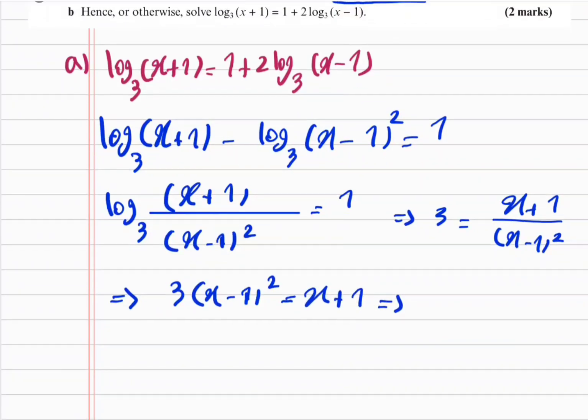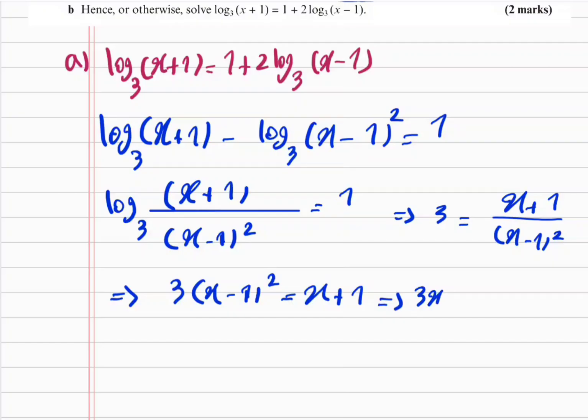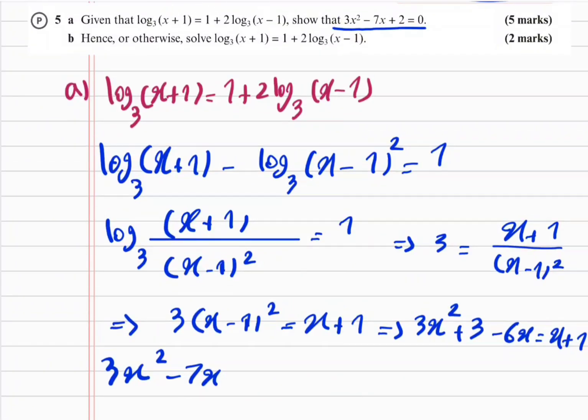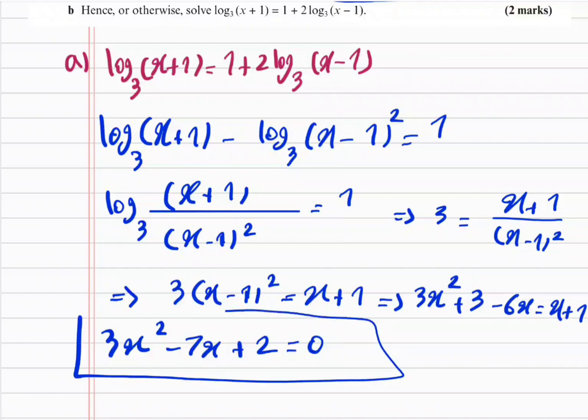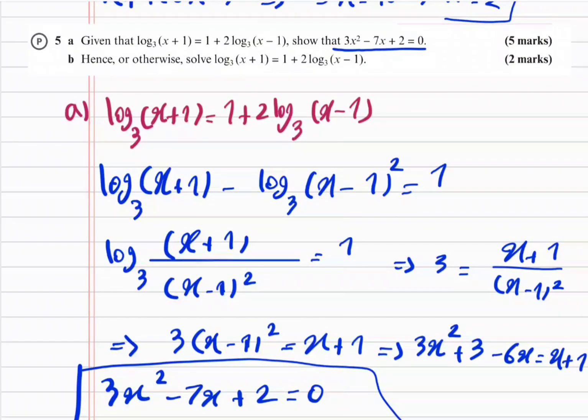Now let's expand and simplify. We'll get 3x squared, minus 3, actually positive 3, and minus 6x on the left hand side, and simply x plus 1 on the right hand side. So we can simplify further. We have 3x squared on the left, and then to keep everything on the left hand side, minus 7x and plus 2, which is equal to 0. And this is exactly the form that we wanted to show in part A.